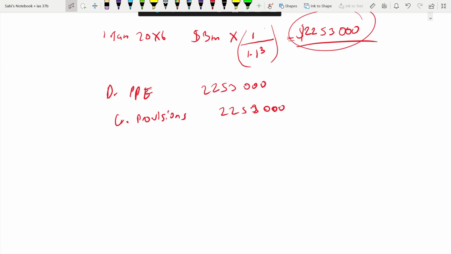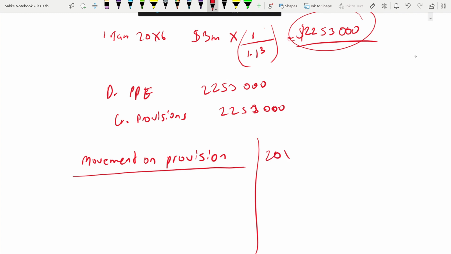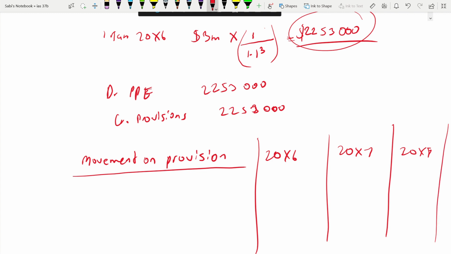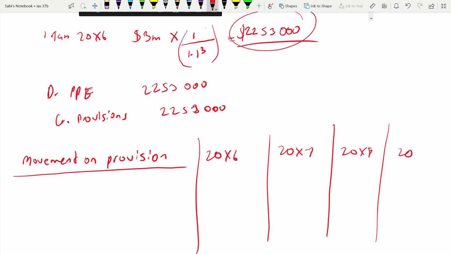Okay. Now we are going to do a table. You need to do this table, okay? Movement on provision, because this is for more than 1 year. Whenever it's more than 1 year, do this movement on provision table. Okay. 2006, 2007, you can do it in your Excel. 2008. Okay, on 1st of Jan 2009, this will be the balance. This is 1st of Jan. All these are 31st December.